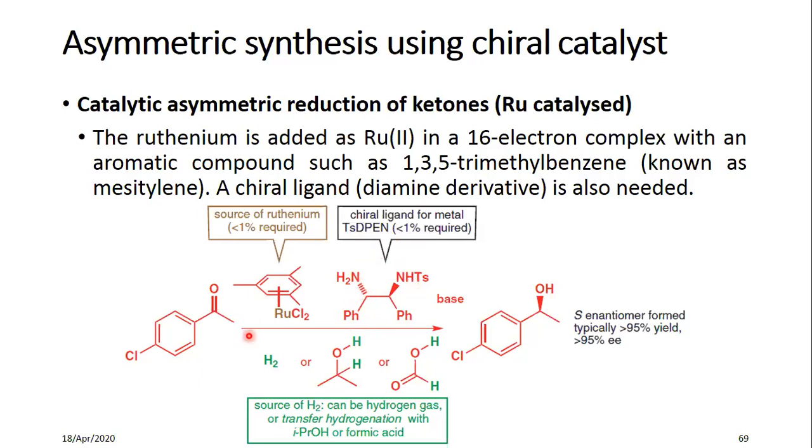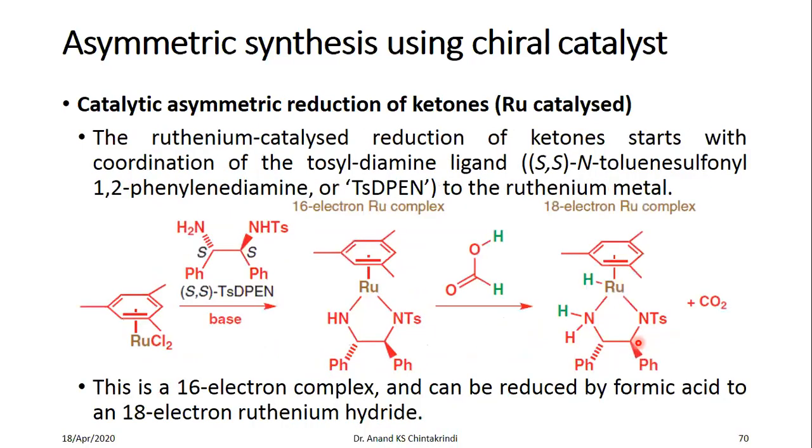And the hydrogen source can be hydrogen itself, or it can be transfer hydrogenation from isopropyl alcohol or formic acid. Now, when you carry out a reduction, you typically get the S enantiomer formed in more than 95% yield, and the enantiomeric excess is also greater than 95%. So how is this reaction proceeding in this case?